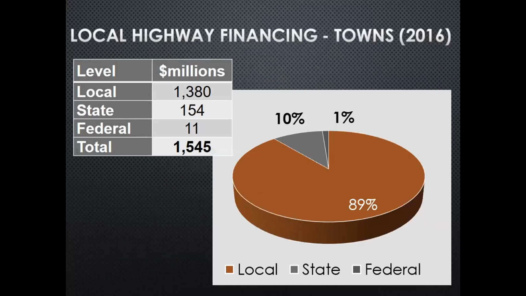And why is this an issue? Well, it really comes down to funding, and that's what an asset management plan is all about. Basically 89% of the funding for local highways comes out of your local budget, your local tax dollars. So if we can manage them more efficiently, we're going to be a lot more successful.